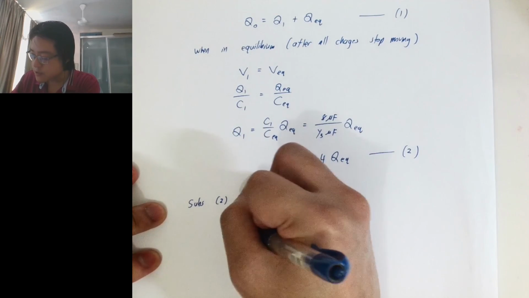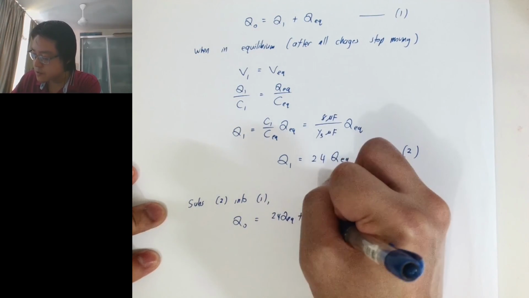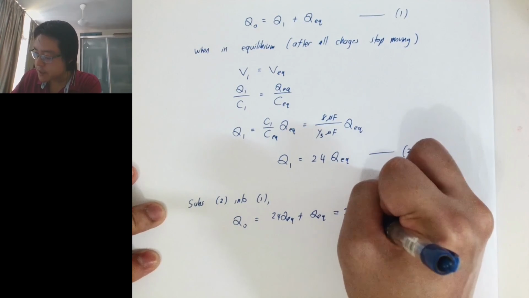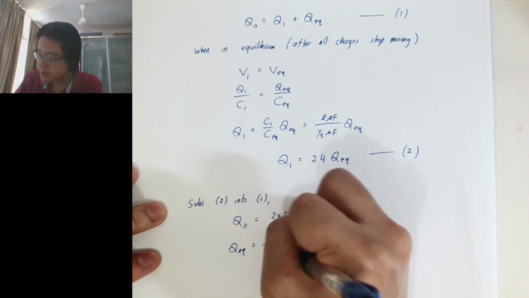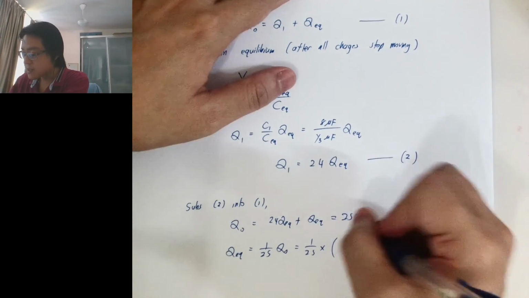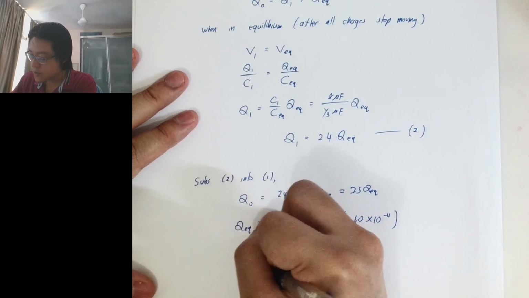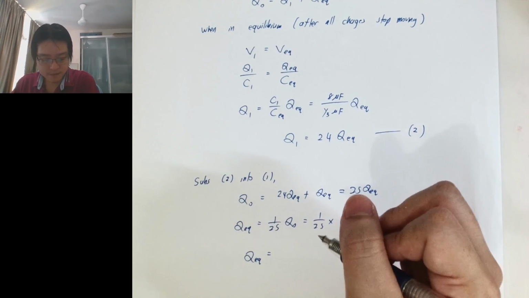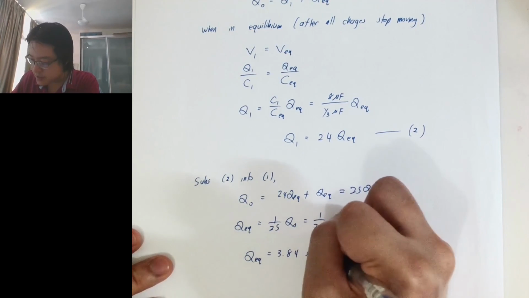so that my Q naught is equal to 24 Q plus Q. So you get 25 Q equivalent. So Q equivalent is 1 over 25 Q naught. So it's 1 over 25 times my original charge, which was 9.6 times 10 to the minus 4. So my Q equivalent turns out to be 3.84 times 10 to the minus 5 coulomb.